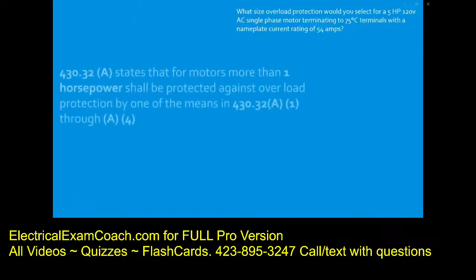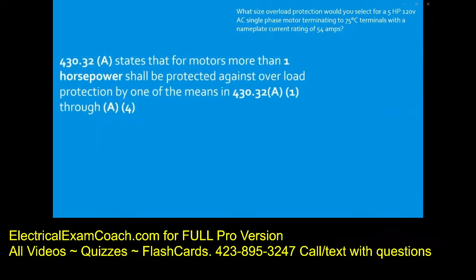All right, when we get to 430.32(A), it states that motors that are more than 1 horsepower shall be protected against overload by one of the following means. And it lists A1 through A4. We're only going to be dealing with part A1. It says separate overload device. A separate overload device that is responsive to motor current. This device shall be selected to trip at no more than the following settings. So the only things that we have to focus on here are these 3 things that are listed right under there.